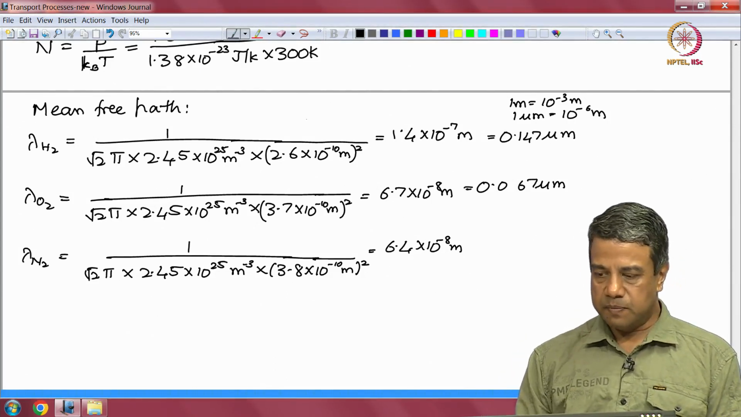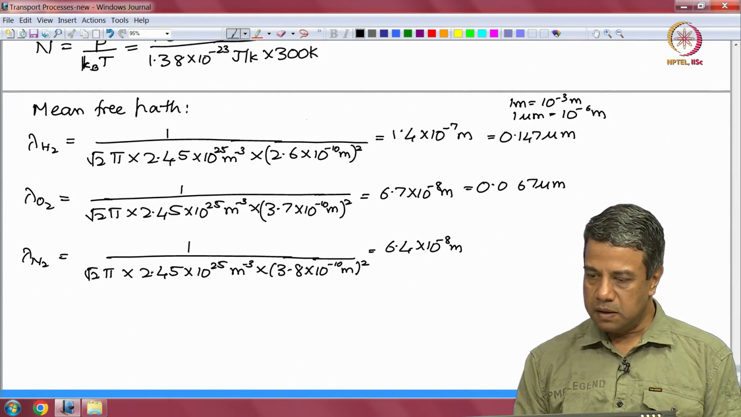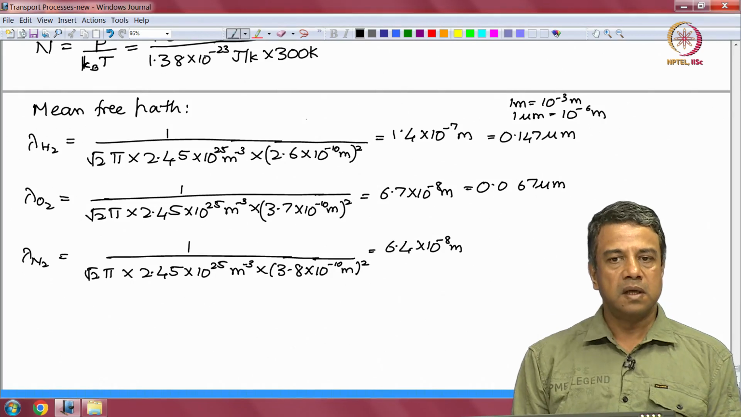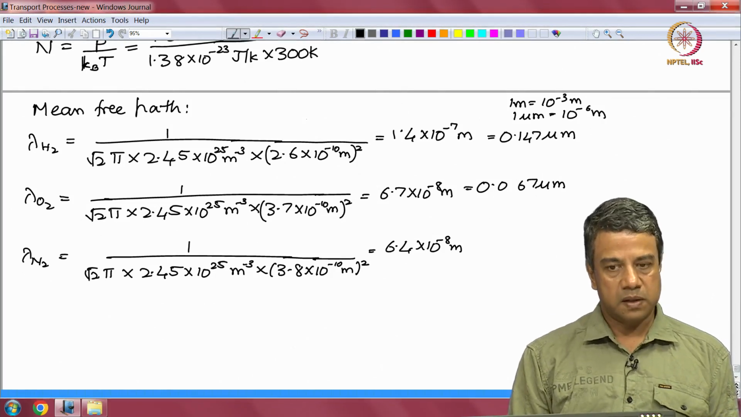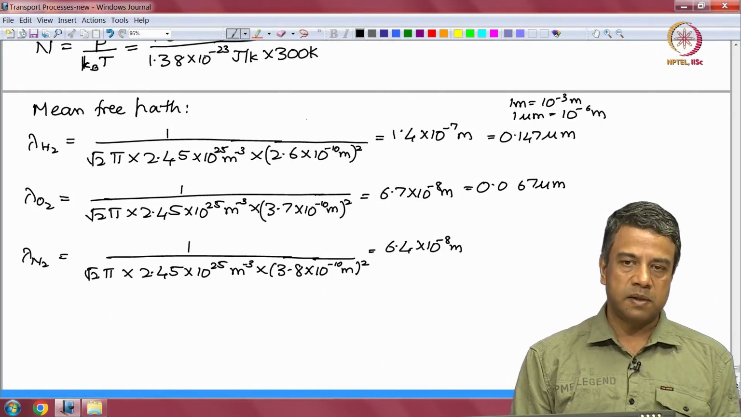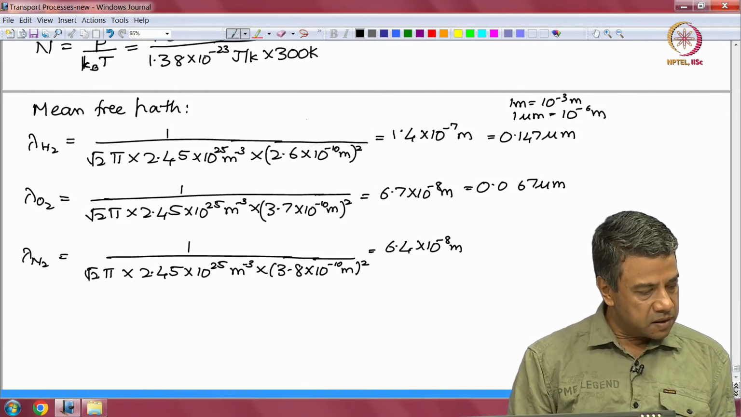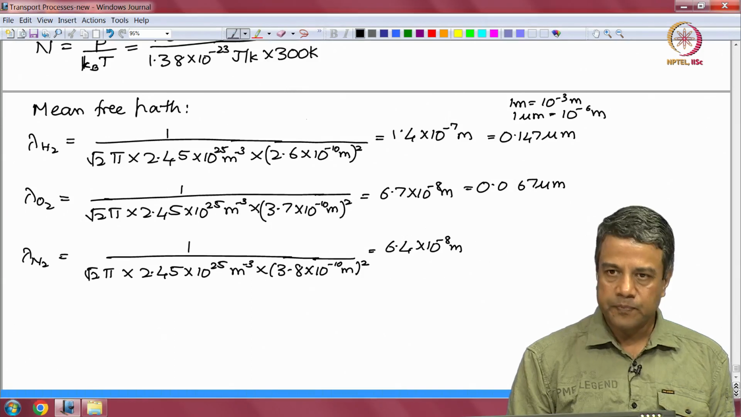So, the mean free path of a gas is approximately 0.1 micrometer. For hydrogen, a little larger mean free path because the diameter is less, and for oxygen and nitrogen the mean free path is lower because the diameter is larger.